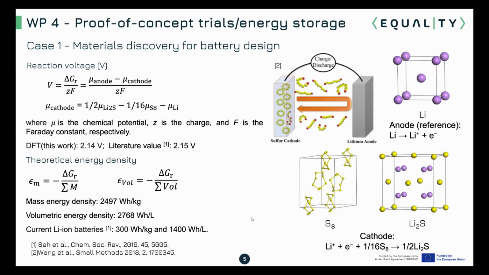So how does it work? The voltage depends on the chemical potentials of the anode and the cathode, which then again depend on the chemical potential of the materials that are in these electrodes. A simple DFT calculation reveals that the maximum voltage is about 2.4 volts, while the literature value is very close to this. So we could reproduce the mass energy density and also the volumetric energy density of lithium-sulfur batteries very precisely, and also compare this to what is known for lithium-ion batteries.